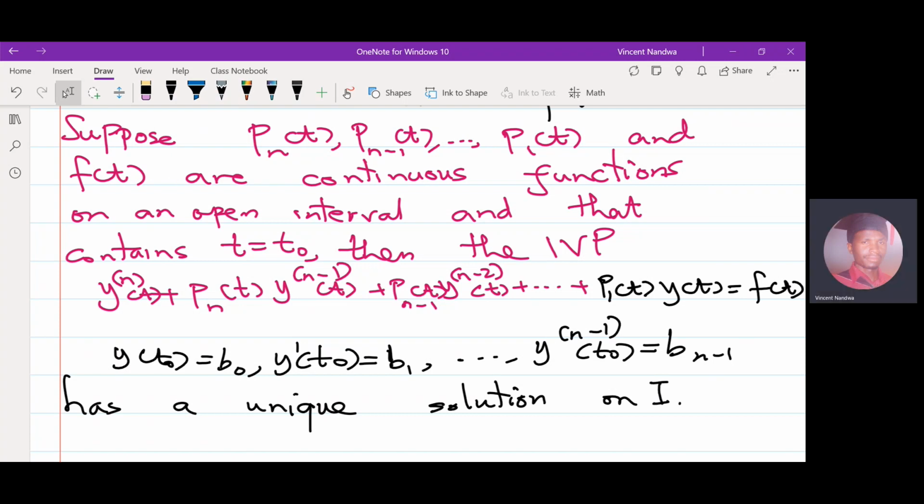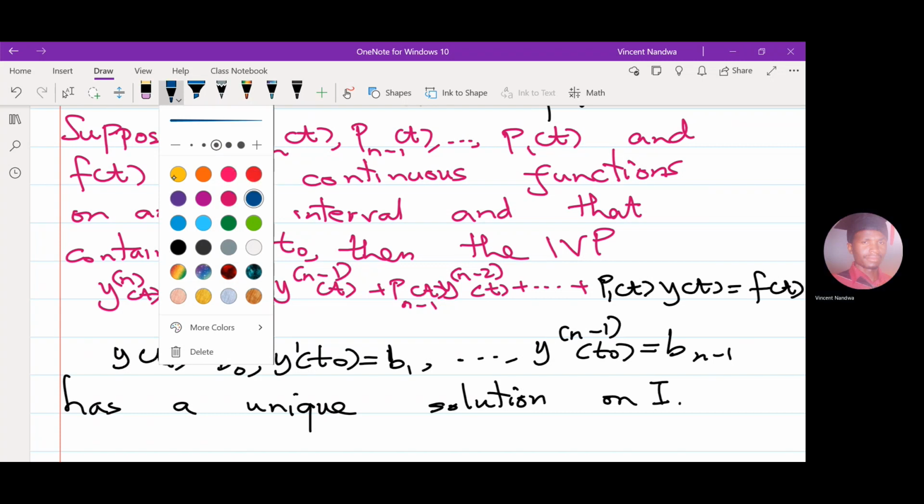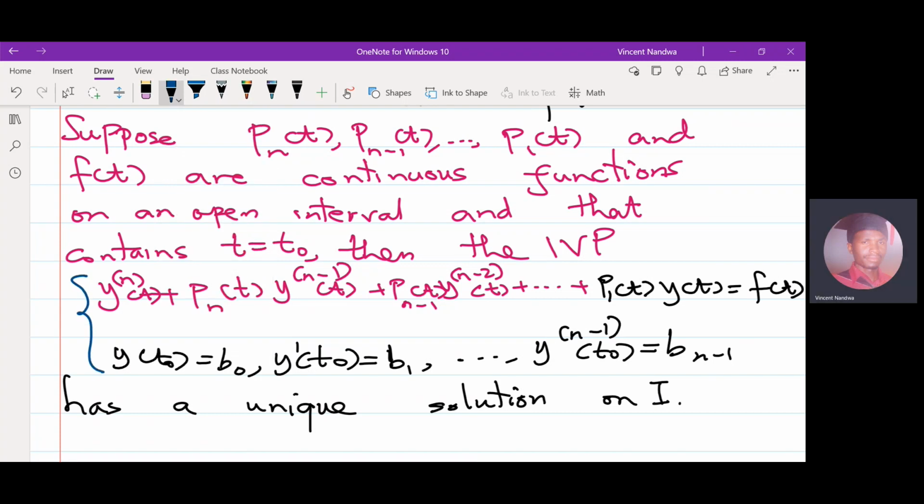So given that functions Pn minus 1 up to P1, and the function f of t are continuous on an open interval I, and this open interval contains a value t naught, then when you set up the initial value problem, so remember initial value problem means the derivatives and the conditions at the starting time t equals t naught, that equation will also have a unique solution within the same interval I.